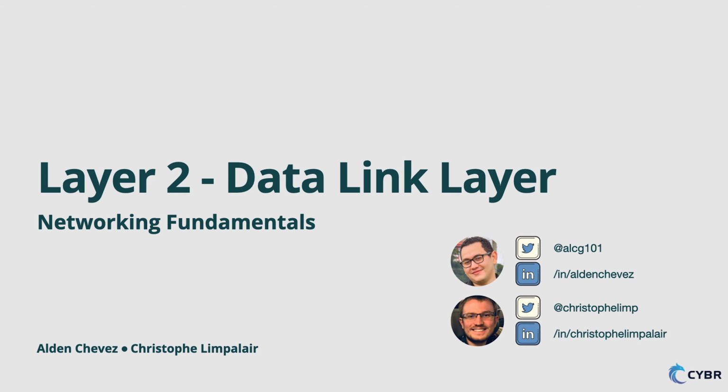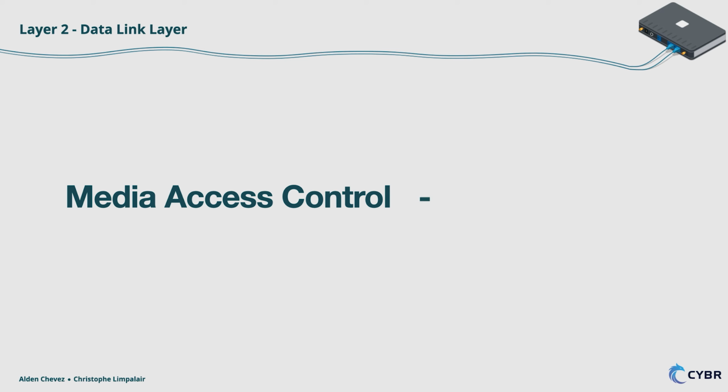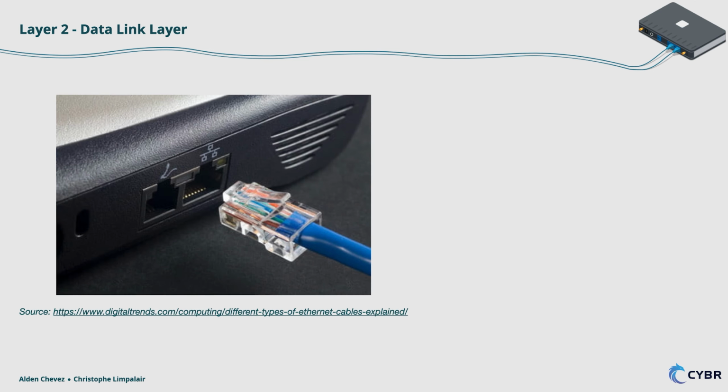Welcome back. Let's talk about layer 2 of the OSI model, and let's start with the Media Access Control address, which is also known as a MAC address. You might or might not have heard of it, but what is it? Well, to understand what MAC addresses are, we first need to talk about network interfaces.